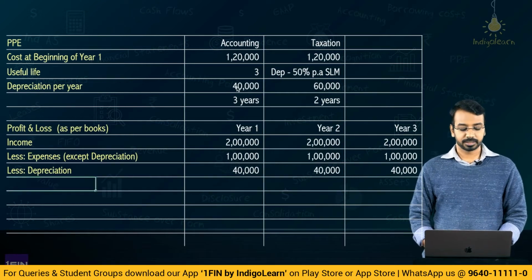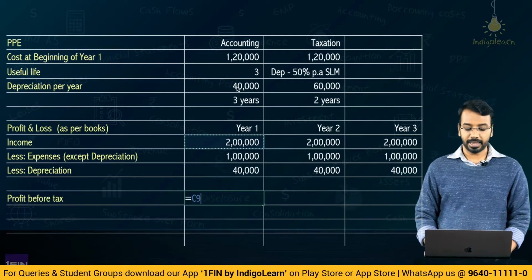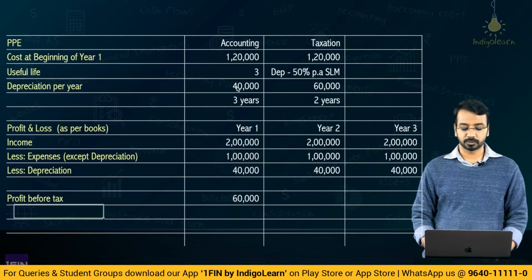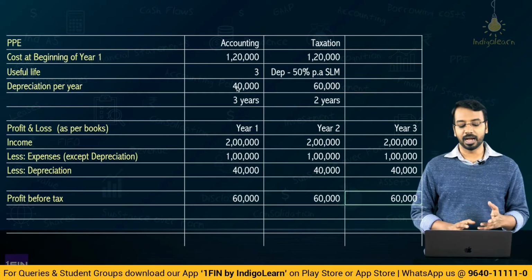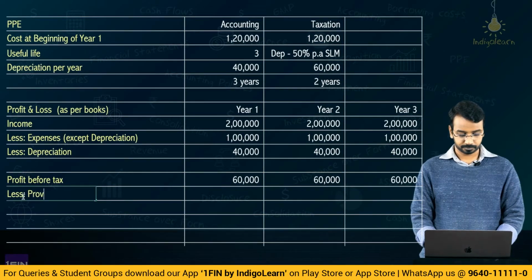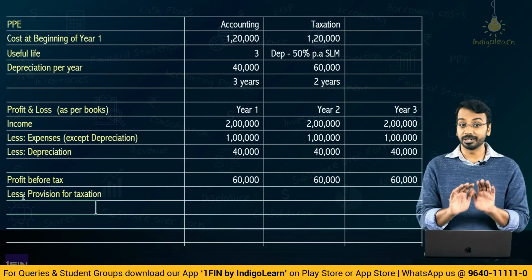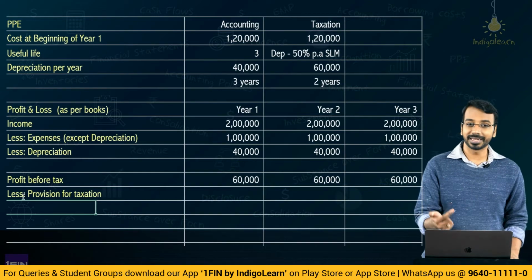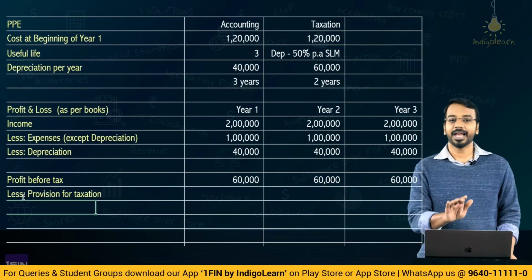Then you get something called profit before tax. What is profit before tax? 2 lakhs minus 1 lakh minus 40,000, you get 60,000 first year, 60,000 second year, 60,000 third year. Now from this you will deduct provision for taxation. Assume for a moment Ind AS 12 or AS 22 did not exist. So what would you have done? You would have simply calculated the taxable profit, and based on the taxable profit, you would have calculated the tax and accordingly made a provision.